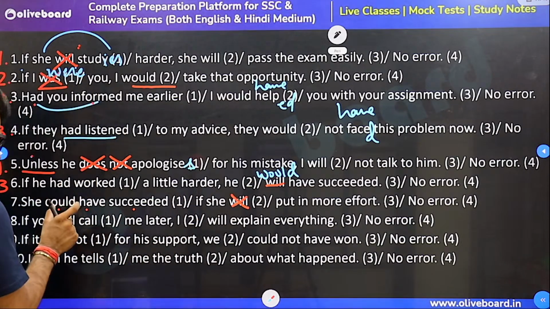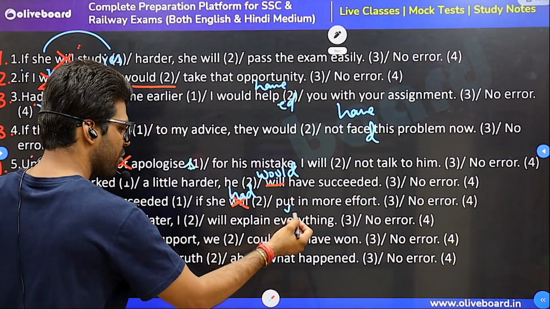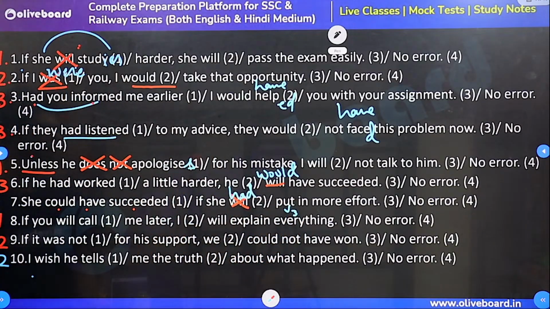Now that's the third one. So if she had put in, the V3 of put is put itself, no problem. If she had put in more effort. If you will, not possible. If you call me, I will explain.